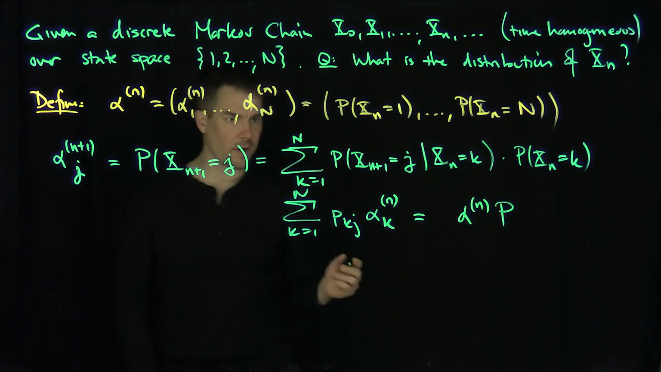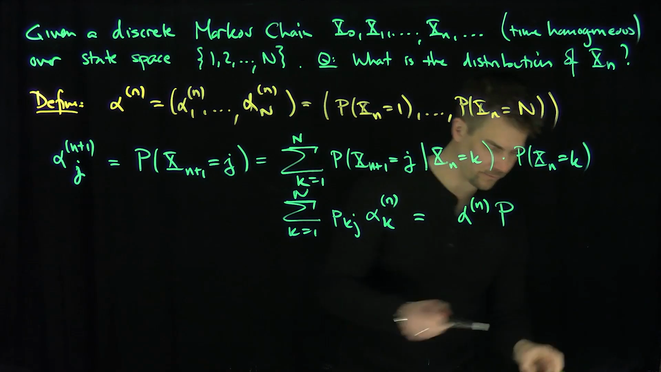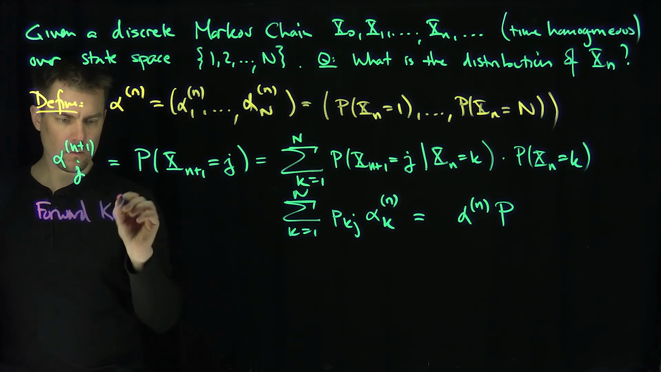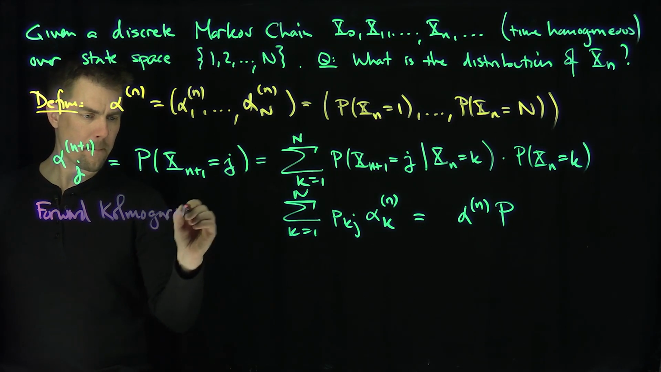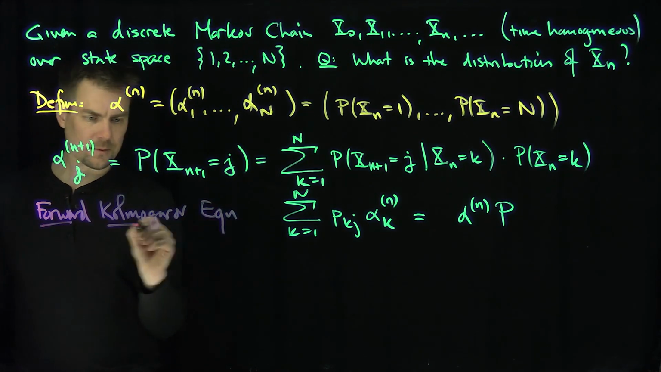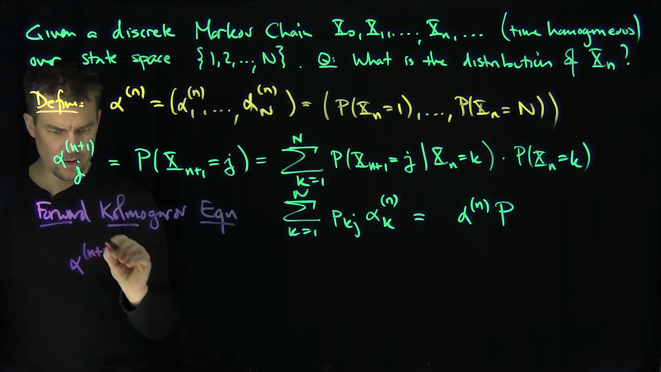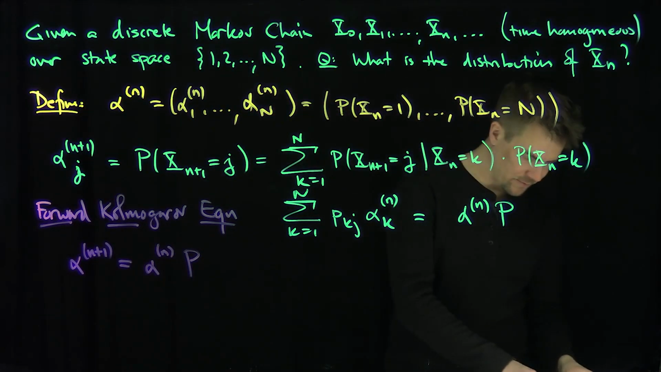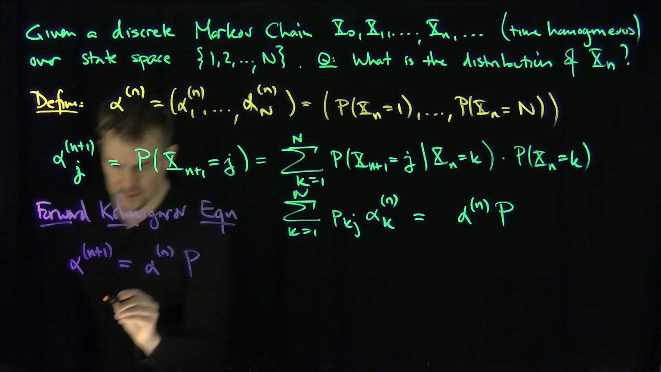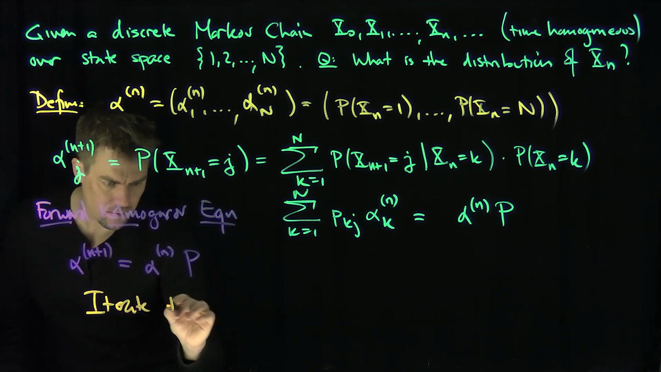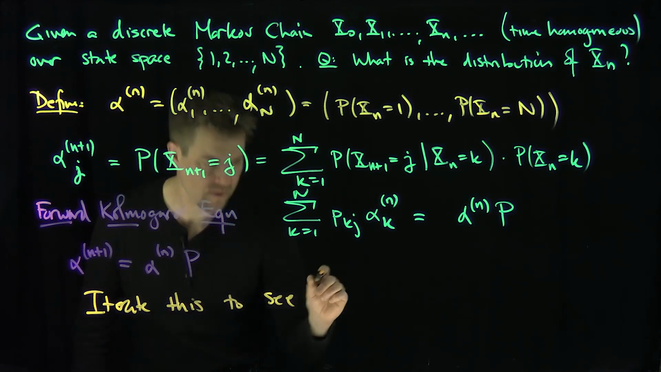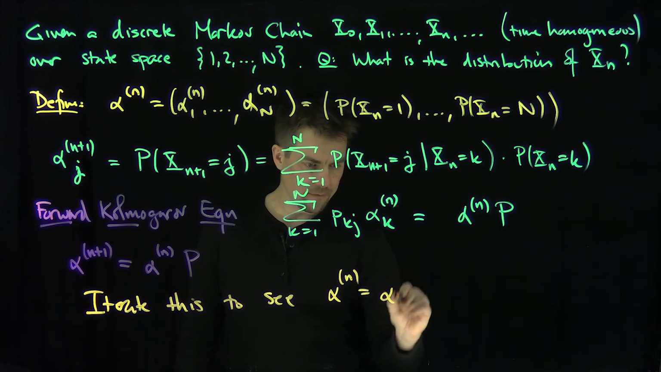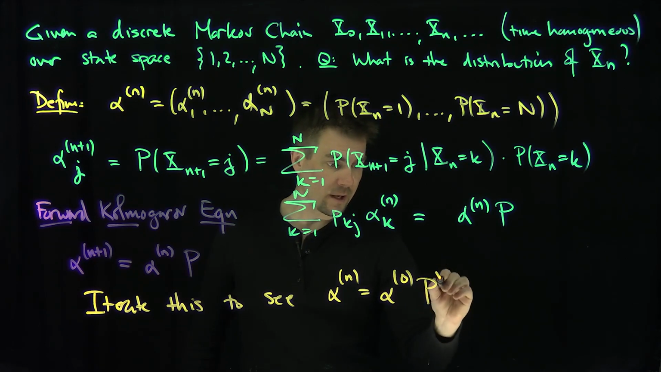And so this is the forward Kolmogorov equation. Our forward Kolmogorov equation is the following. It asserts that alpha n plus 1 is just going to be alpha n times P. So if we iterate this relationship, we see that alpha n is just going to be alpha 0, the distribution at 0, times P n times.